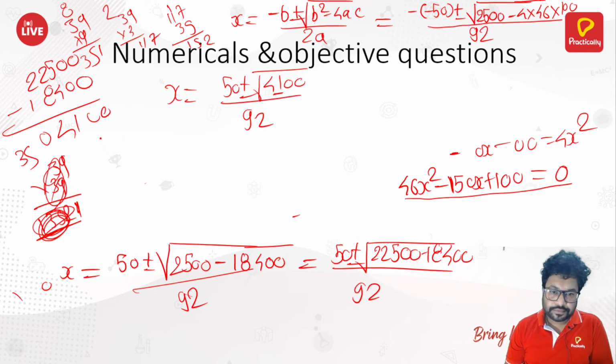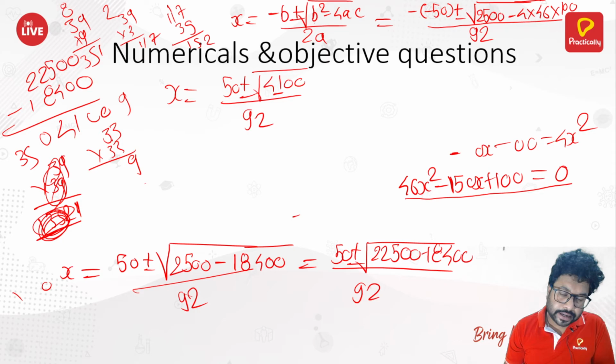33, 39. 30s is 900. 33 into 30. 33 threes are 99. 99 plus 9, 108. 1089. So 33.